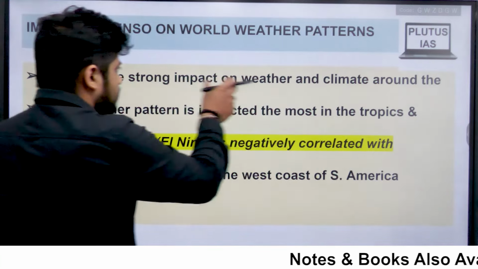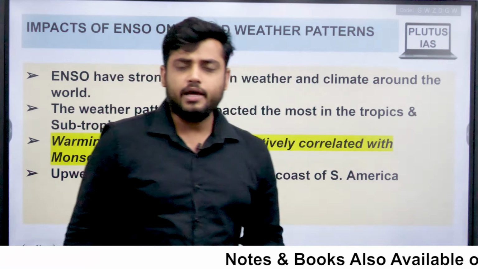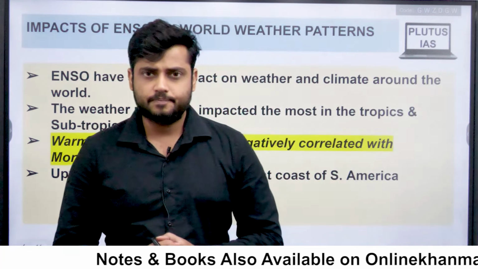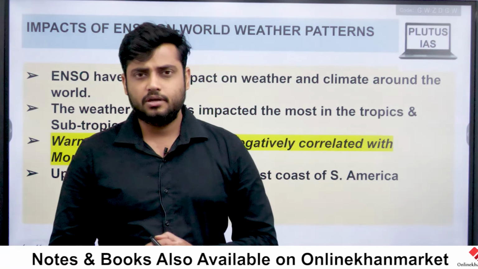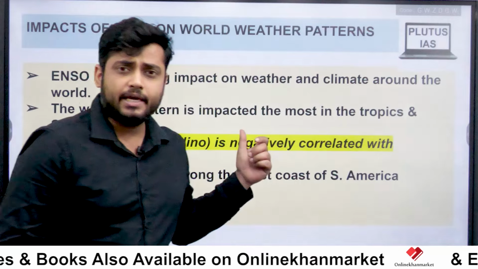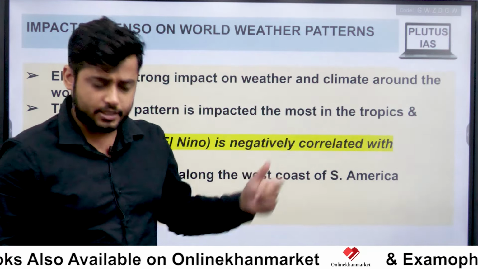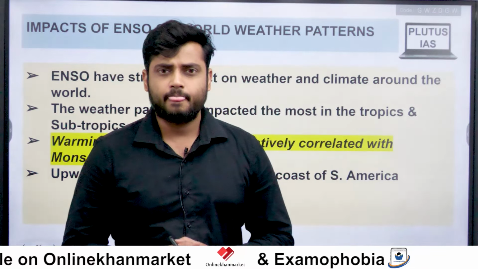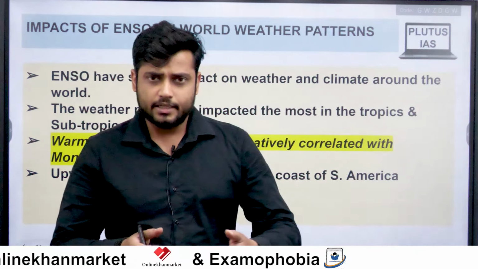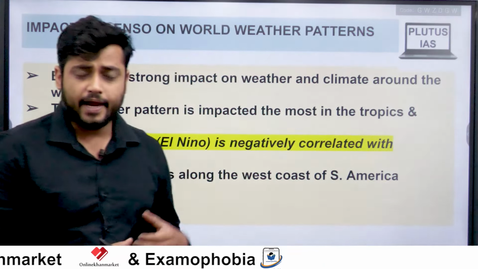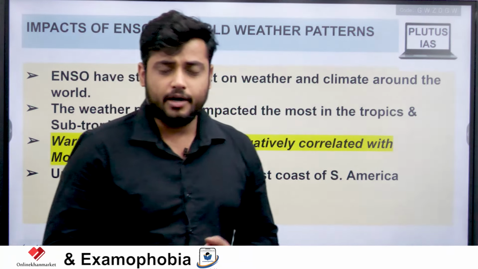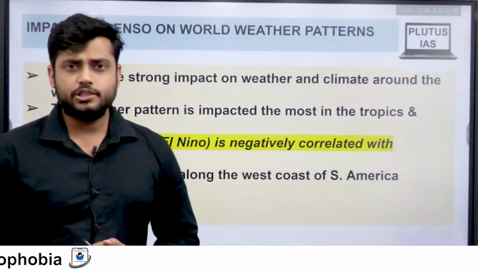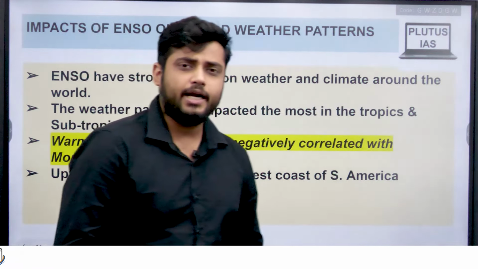And ENSO impacts the weather pattern around the world, and sometimes we also call it as teleconnections. Why teleconnections? So the events which are happening in the Central Pacific Ocean, in the Eastern Pacific Ocean, those events are linked to the Indian monsoon. Indian monsoon is a phenomenon associated with the Indian Ocean and the Indian subcontinent. It is getting impacted by something which is happening in the Central Pacific Ocean. So this is some kind of teleconnection.